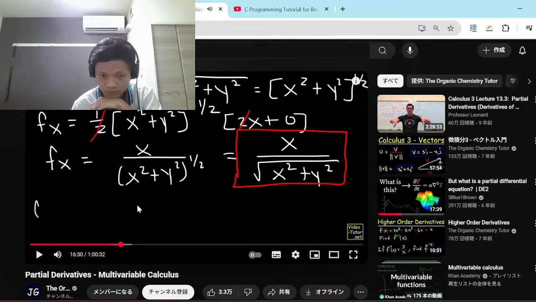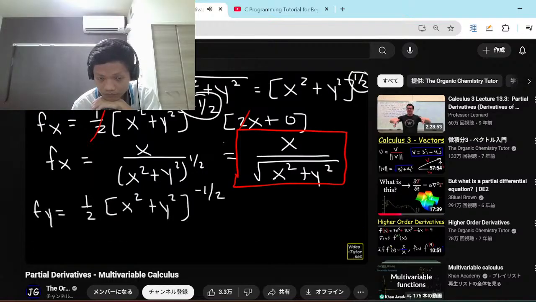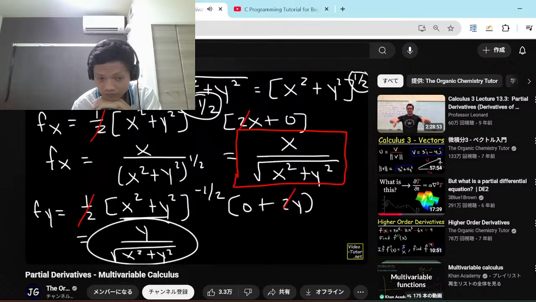Now what about with respect to y? So we're going to take the exponent, move it to the front, and keep the inside the same, and then subtract 1 half by 1, which will give us negative half again. And now we need to differentiate the inside function. x squared will now be treated as constant, so that's 0, and y squared is 2y. So as you can see, everything's going to be the same, but we're going to have a y variable on top instead of an x variable. So this is the final answer. It's y over the square root of x squared plus y squared.